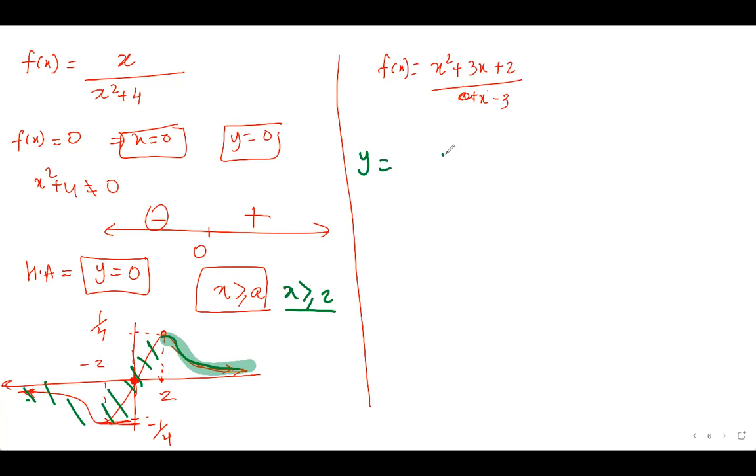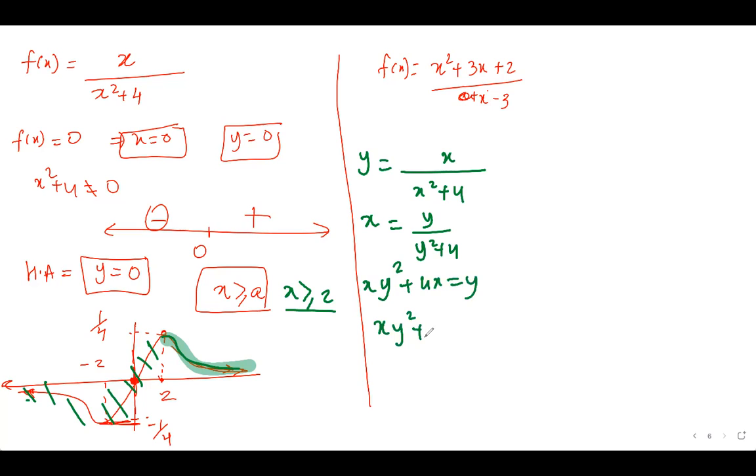So it becomes y equals x upon x squared plus 4. Now when I find the inverse for this function, I would recommend doing it with the quadratic formula. So interchange x with y: x equals y upon y squared plus 4. So xy squared plus 4x equals y. So xy squared plus 4x minus y equals 0. So now we get xy squared minus y plus 4x equals 0.